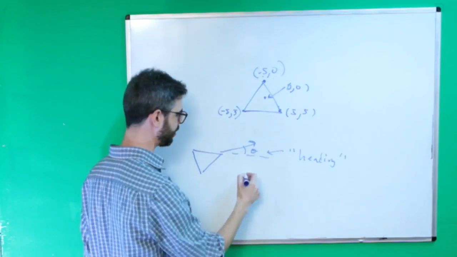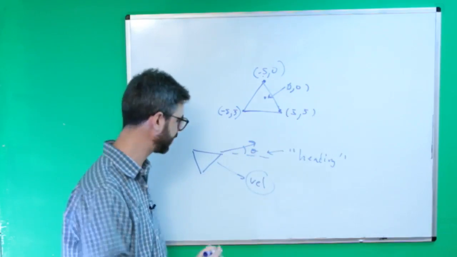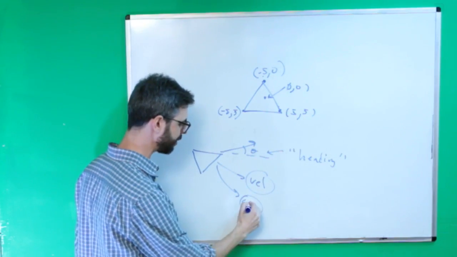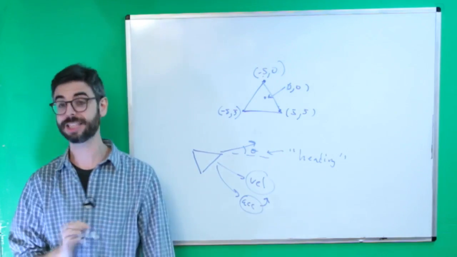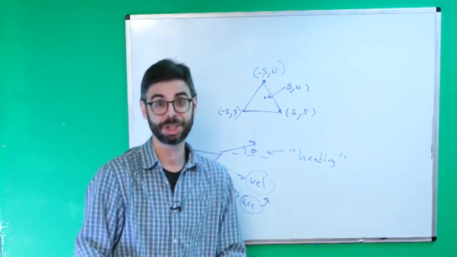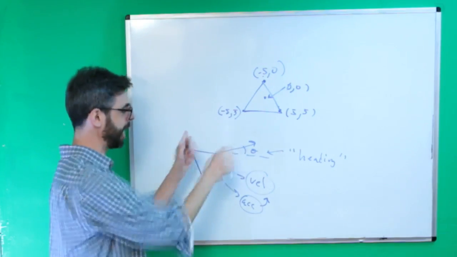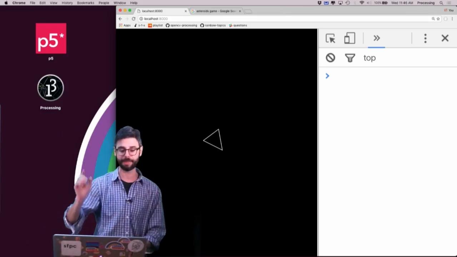So I need to add two concepts to the ship. I need to add the concept of a velocity, which changes its position, but I also need to add this concept of an acceleration. The acceleration is the thing that changes the velocity. So when I press up, which is like a boost, thrust or boost onto the ship, it's like a force that pushes it and it starts to move. So let's see how we can add that. Both of those things will also be vectors.